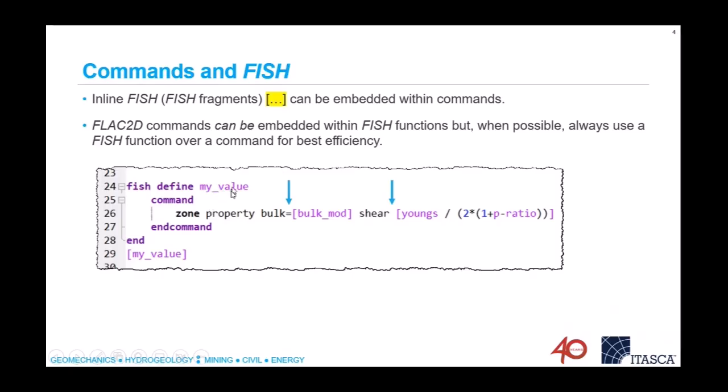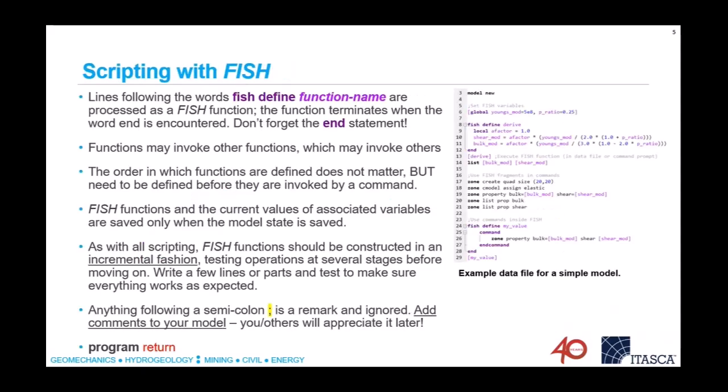In order to call the function, we simply call the function name within one of these fish fragments. If you're used to older fish, you might have seen an ampersand, like an @ symbol, and that's now essentially obsolete. So the proper way to call a fish function is using one of these fish fragments with the function name in the brackets. Functions can call other functions and so forth. You have to define a function before you can call it. I guess that makes sense.